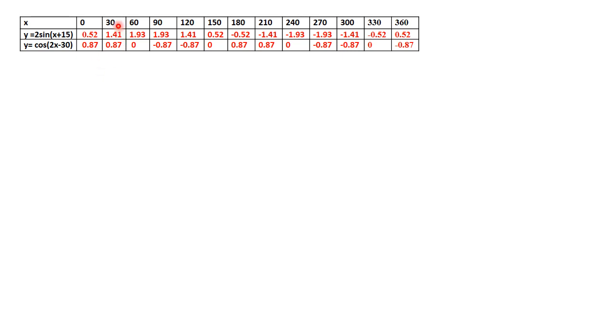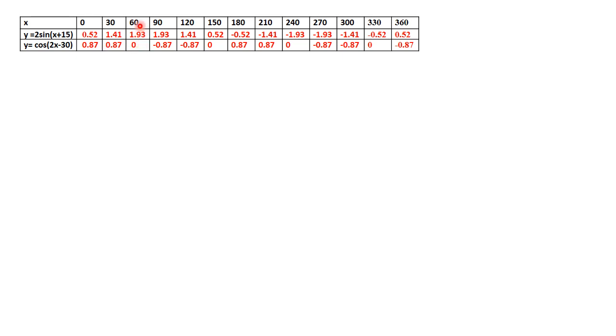If we go to the next one, we're going to have 2 times 30. That is 2x minus 30. It will be 2 times 30, which is 60, minus 30. The answer is another 30. So cos of 30 is 0.866, which is rounded off to 0.87.